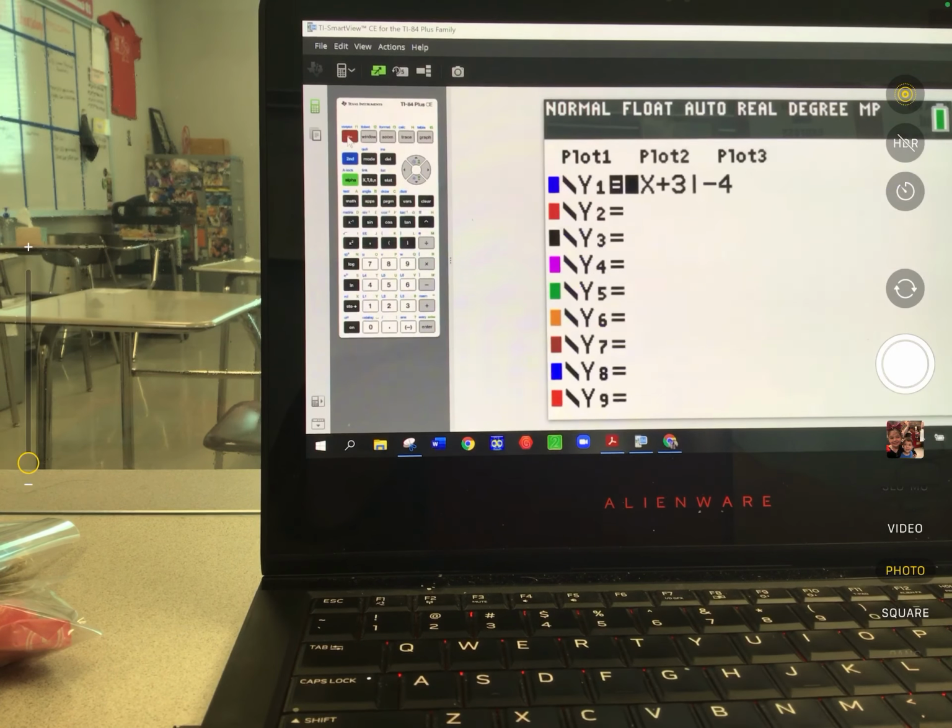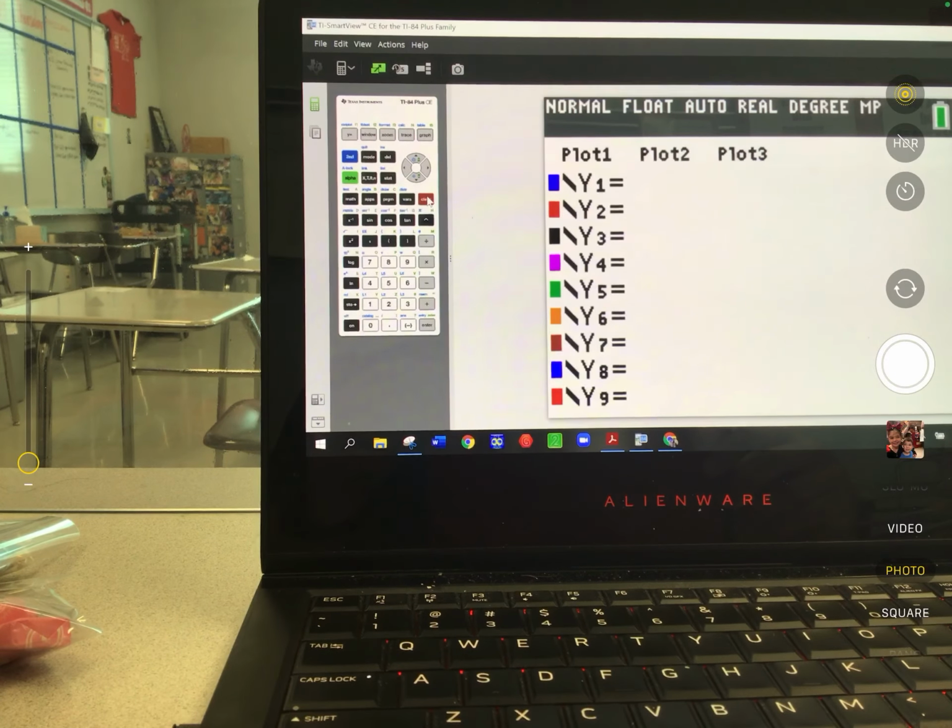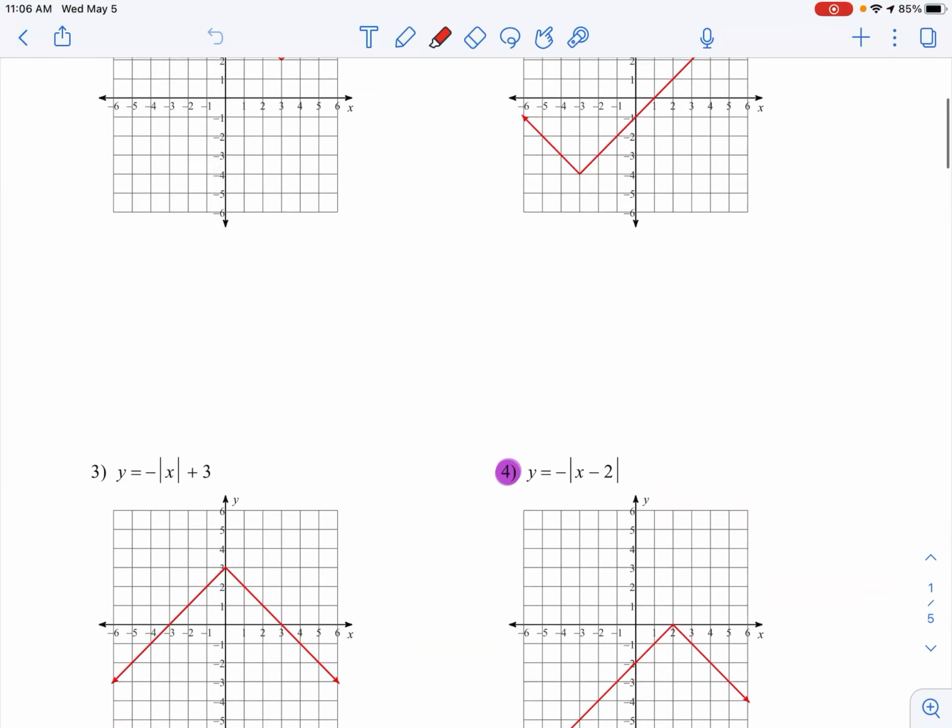The same thing would be true for the other ones that are on there, for 1, 2, 3, and 4. Let's go ahead and do number 4 real quick.